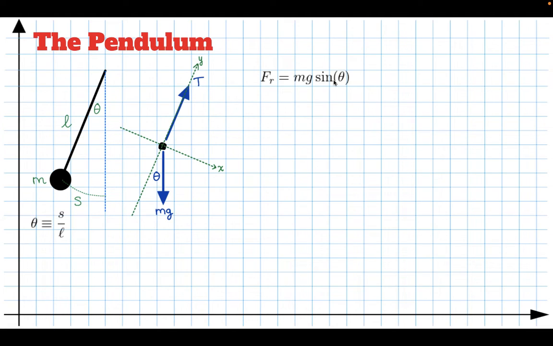All right, so we are going to make an approximation. For small angles, this angle theta right here is approximately equal to the sine of theta. So this is called a small angle approximation.